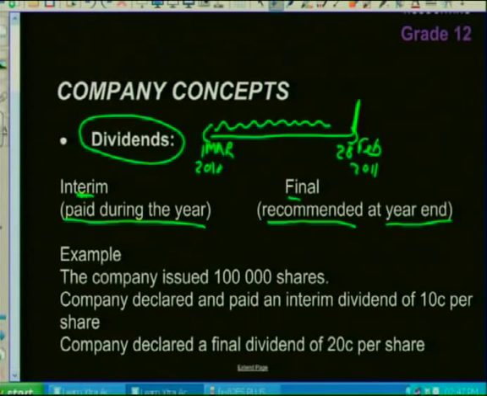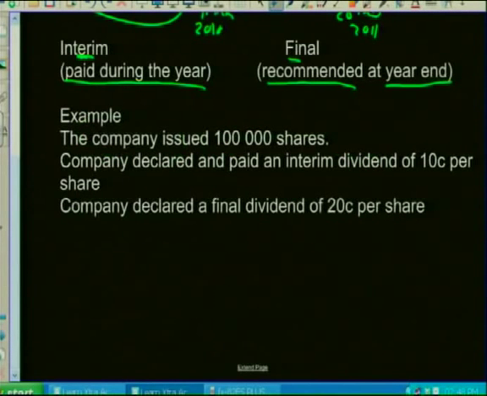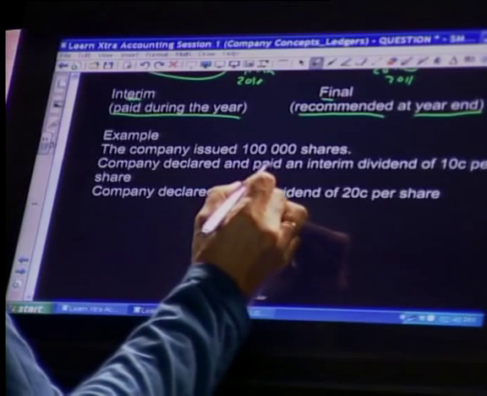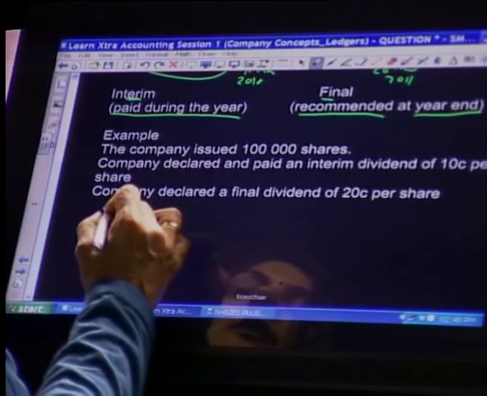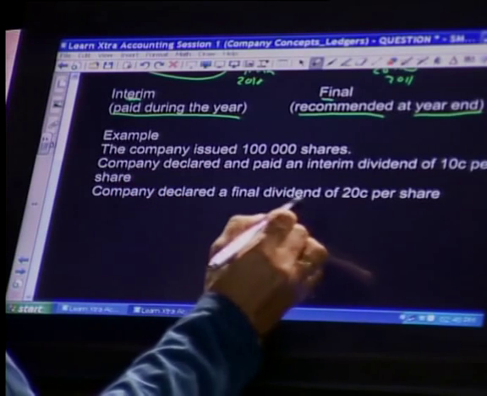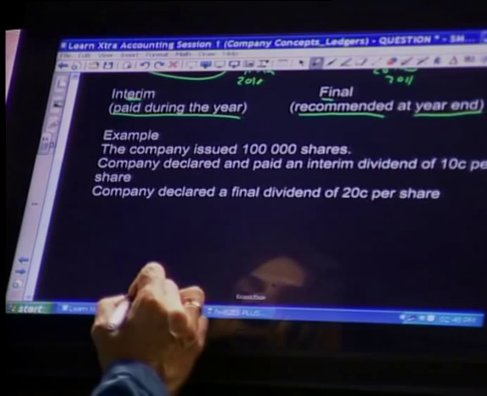financial year. Right, let's go on straight to a very simple example where we can elaborate on interim and final dividends. The company issued 100,000 shares. Company declared and paid an interim dividend of 10 cents per share. Company declared a final dividend of 20 cents per share.